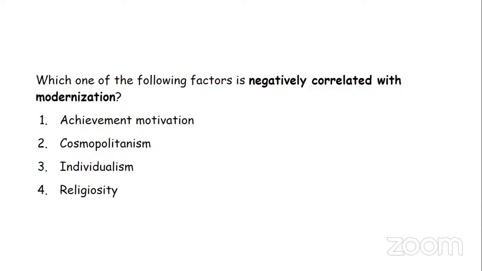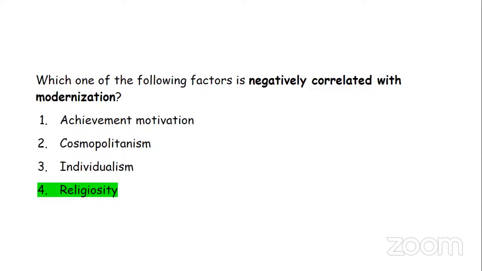Okay, let's check the answer. The correct answer is religiosity. Is religiosity a feature of modernization? No, we can say religiosity and modernization are in an opposite way. As the world becomes more modernized, religiosity has actually decreased, isn't it? They have a negative correlation.